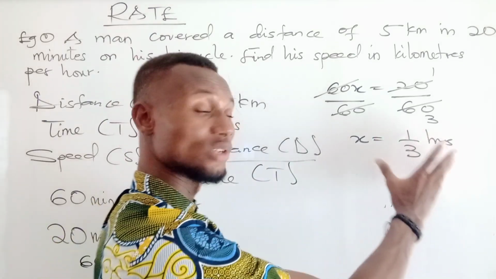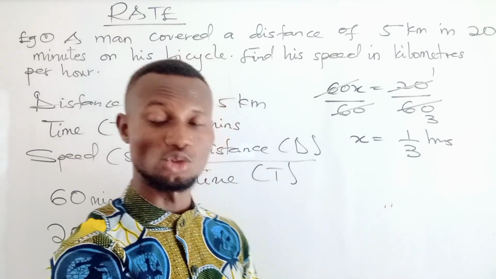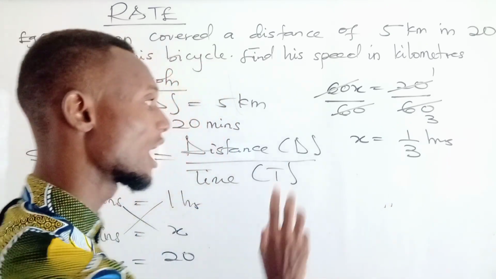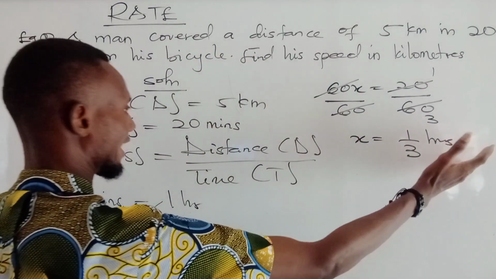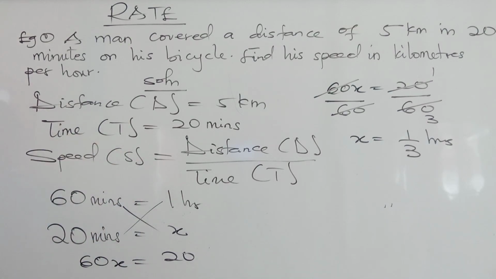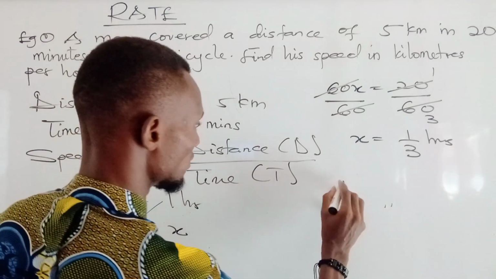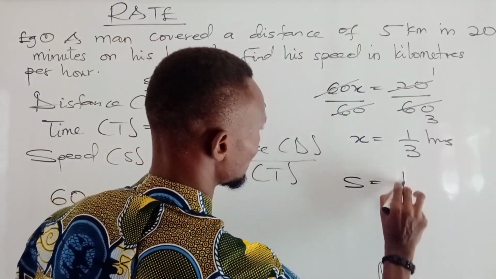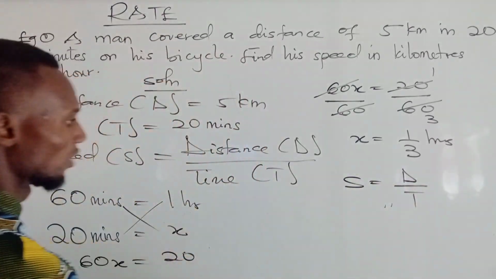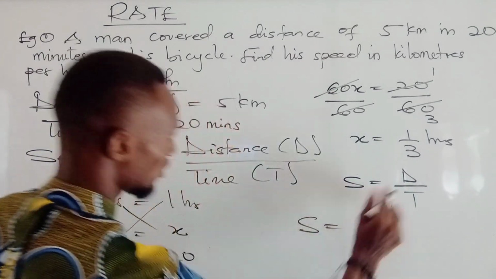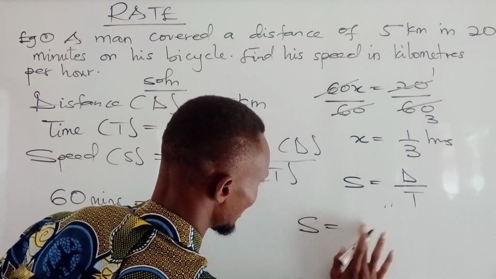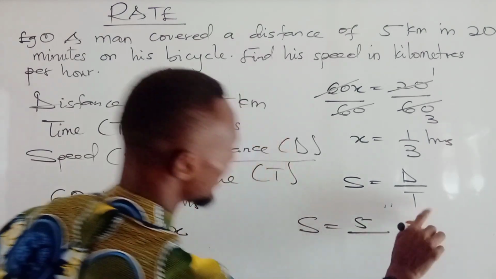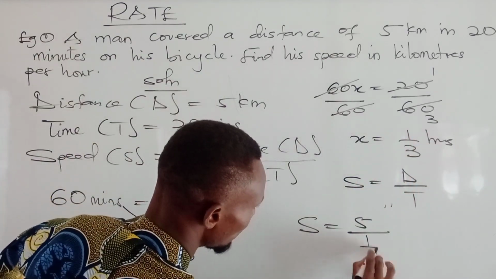So I'm going to leave it like this, then we are going to use it to solve for the speed now. So now we know that our 20 minutes is equal to 1 over 3 hours. Now let's find the speed. We know that our speed equals distance over time. So my speed will be equal to the distance, which is 5 kilometers, over the time, which is 1 over 3.